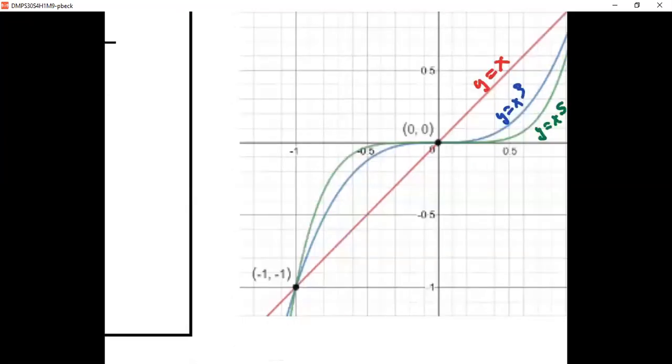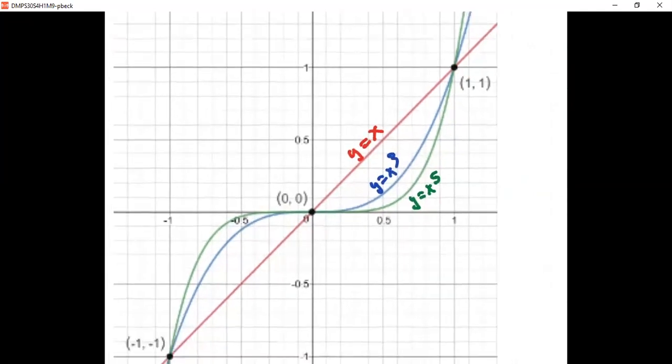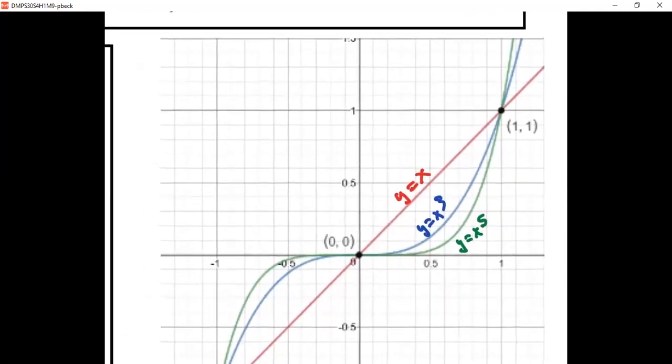And then once they get past 1 and -1, those grow faster. So 1.1 to the first is 1.1, and 1.1 to the third is 1 point something. Again, I don't know off the top of my head. But they grow faster and faster. I know 1.1 squared is 1.21.